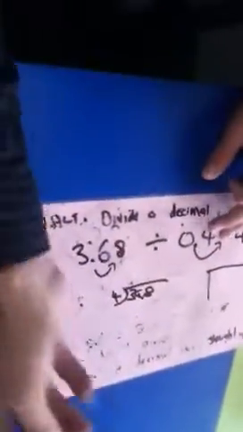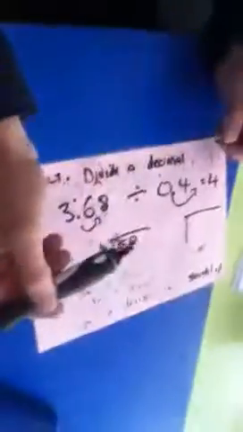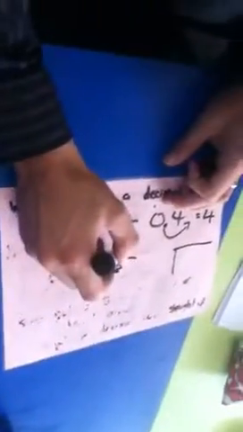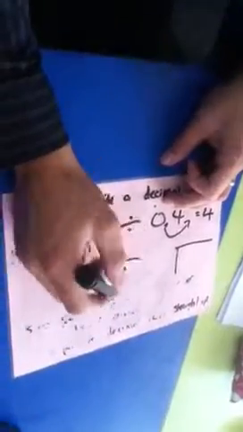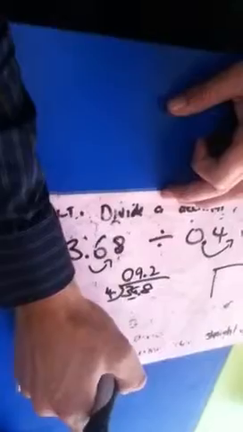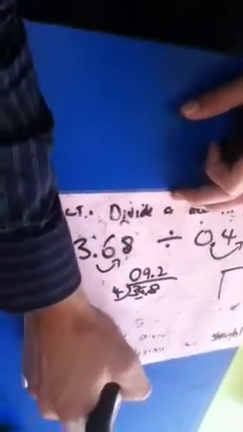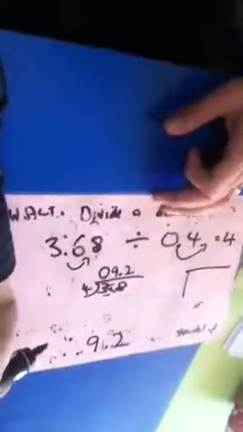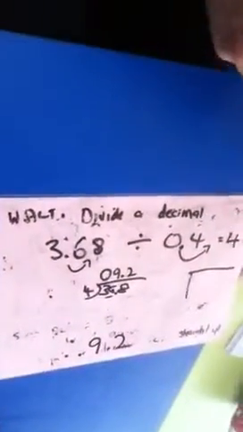So now we go 4s into 3. Can we do that nicely, straight off? No. So we always got to get in that habit of tracking, so put a 0 down. 4s into 36 goes 9 times. Now with this one, you just put the decimal point straight up. 4s into 8? 2. So therefore the answer is 9.2. Even if there's a 0 in front of it, it's still nothing.